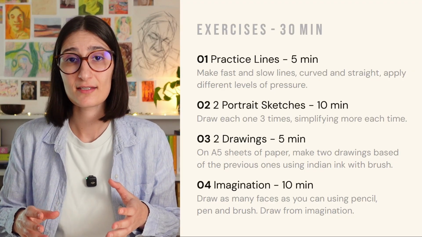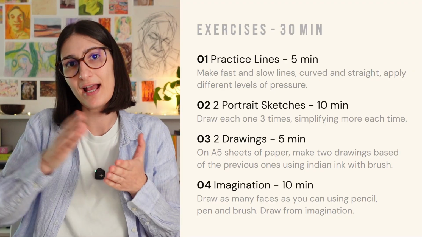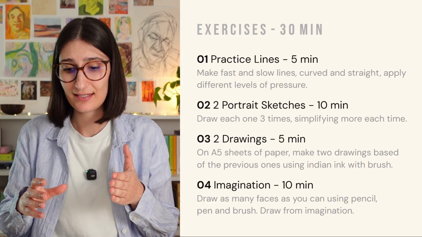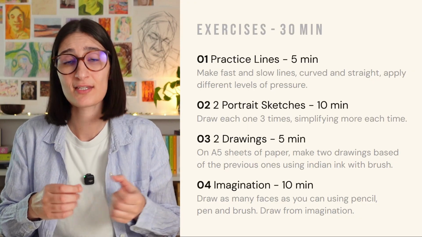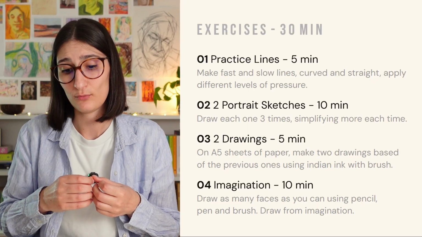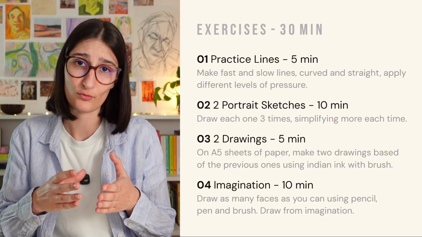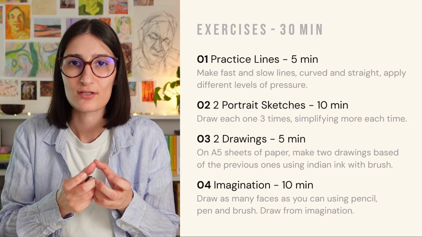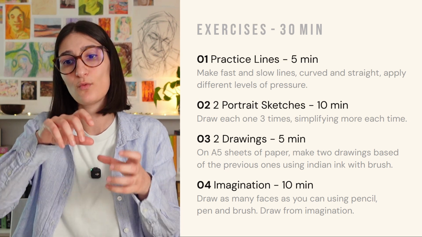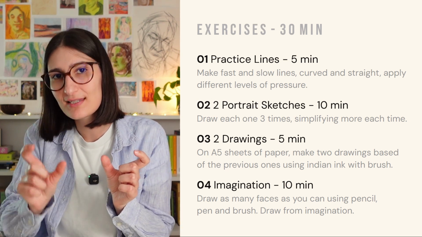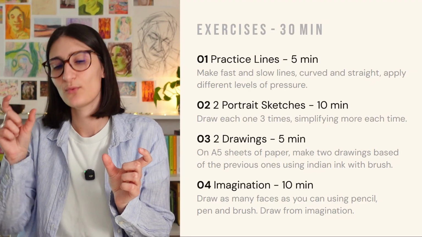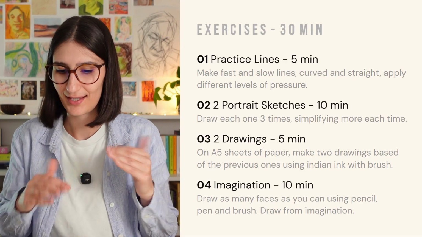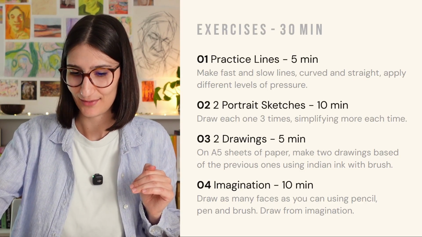The second exercise is two portrait sketches, which are actually more drawings, but the idea is I'm going to show you two photographs, and we're going to draw each photograph three times. So for the first one, for example, we draw the first photograph, and then based on that drawing we're going to simplify one more time, and then we're going to simplify the drawing even more. I'm going to demonstrate it, so don't worry, you will see what I mean when I'm drawing.